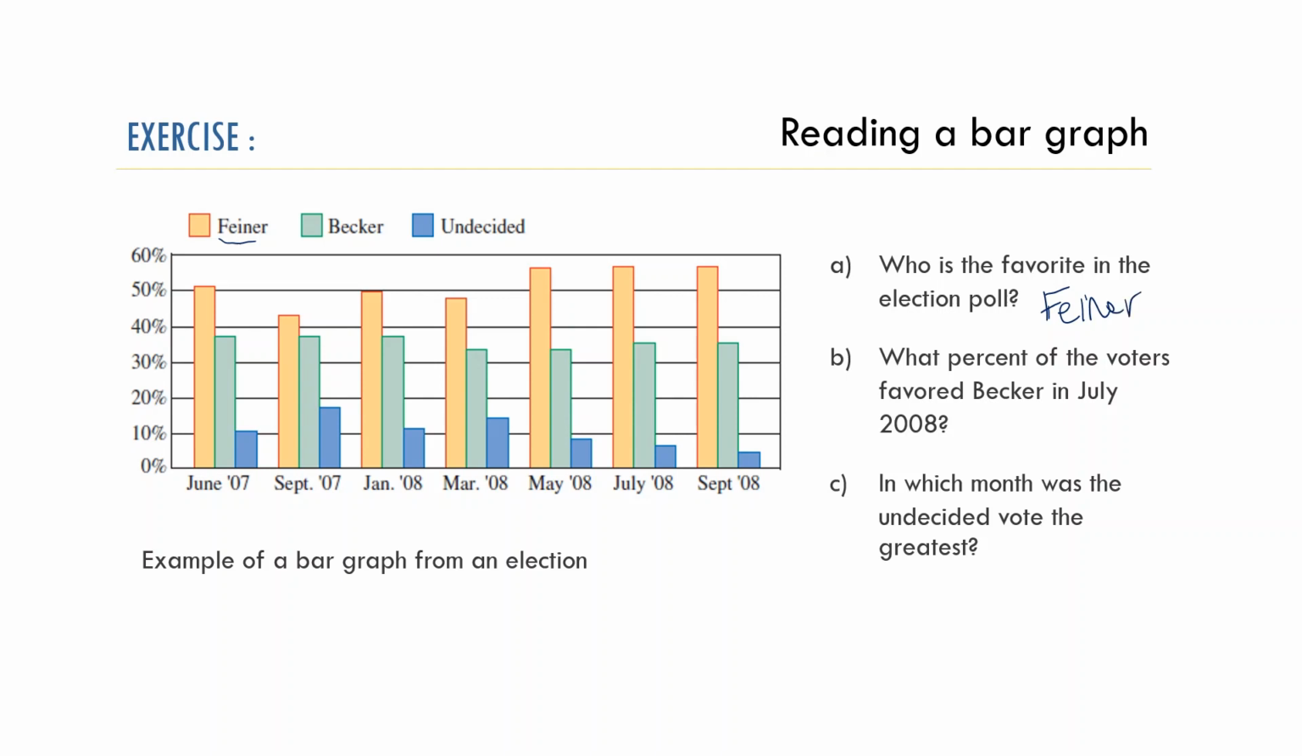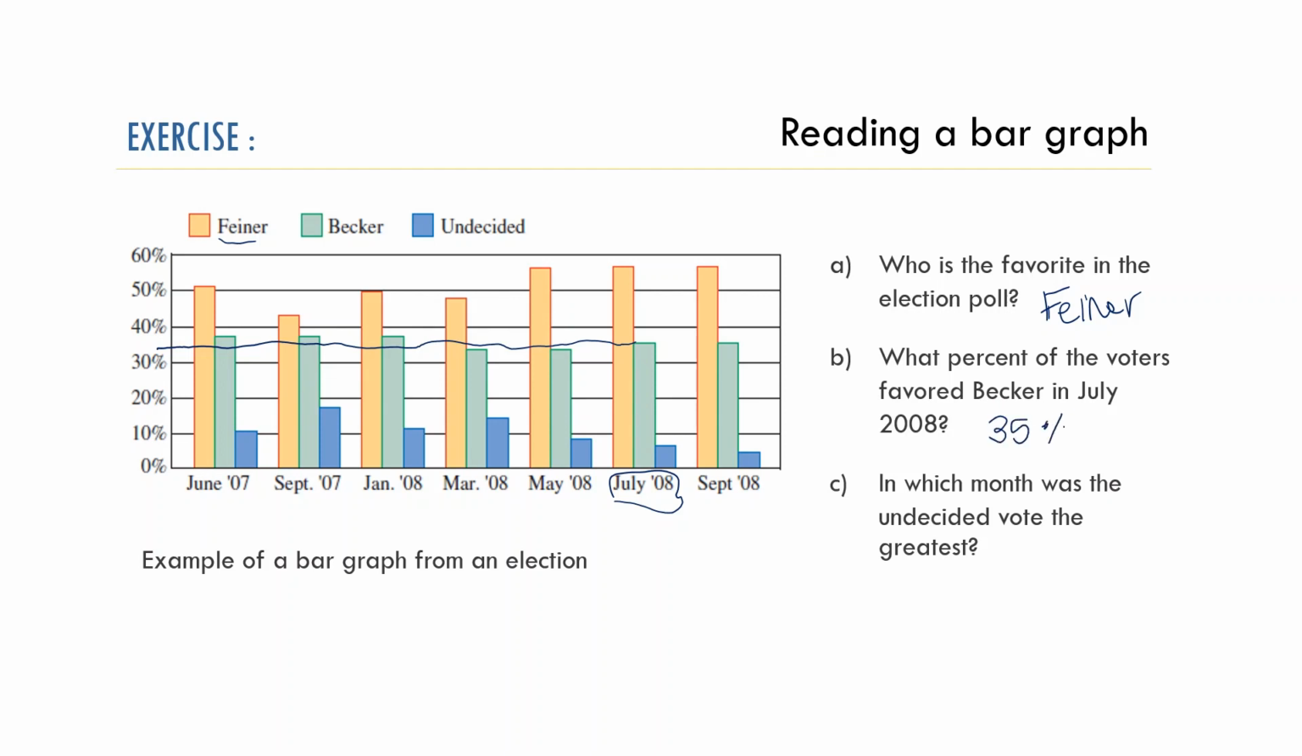Okay. And now the second one asks you what percent of the poll favored Becker in July 2008. So July 2008 is here. And what percent liked Becker? Becker is the green. So I just draw the line from here. It may not be straight, sorry. So roughly, like I said, maybe 35%.